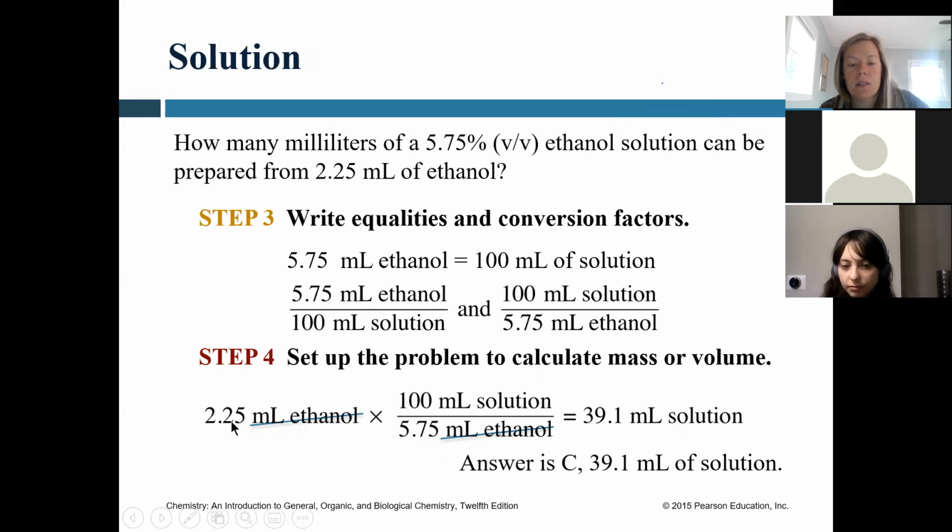So we take the 2.25, we multiply it by 100 and then divide it by the 5.75 and we get 39.1 milliliters of solution.